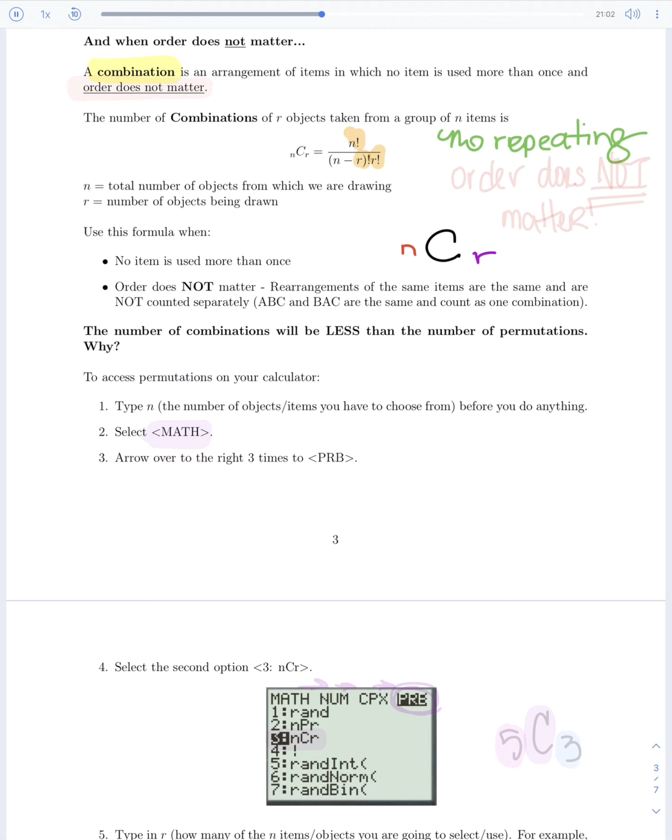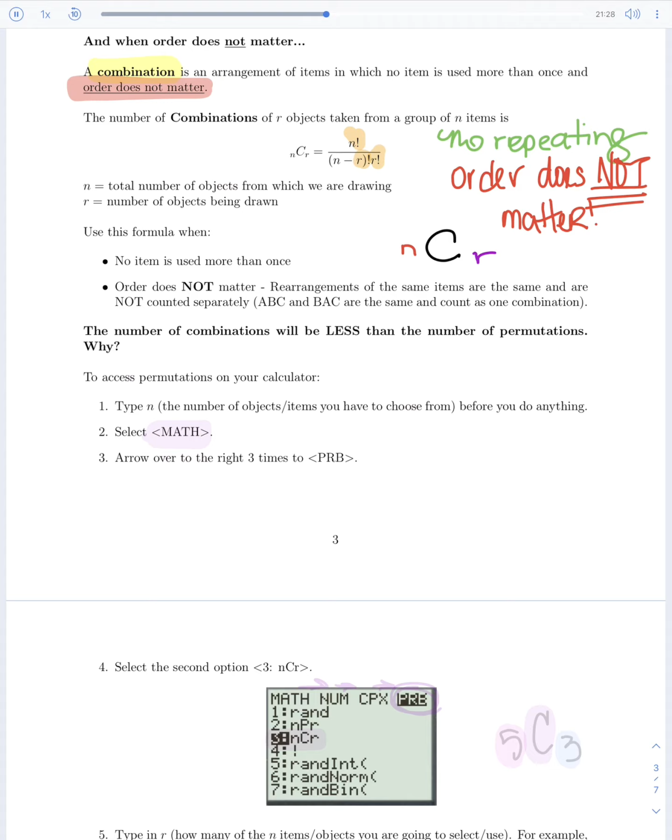Here's the difference, and it's a big one. With combinations, order does not matter. You're not putting things in an order where order matters. So this is the biggie. Order does not matter. The question is, what does that mean?